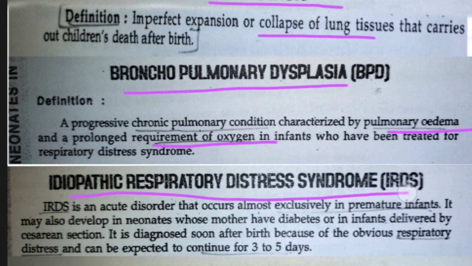Idiopathic respiratory distress. In this, the child is suffering from a respiratory disorder, but the exact reason is not known. Generally, it is seen in premature babies, babies whose mother has diabetes, or babies born through C-sections. In these babies this condition is seen, and it lasts for 3 to 5 days. These are the respiratory problems.